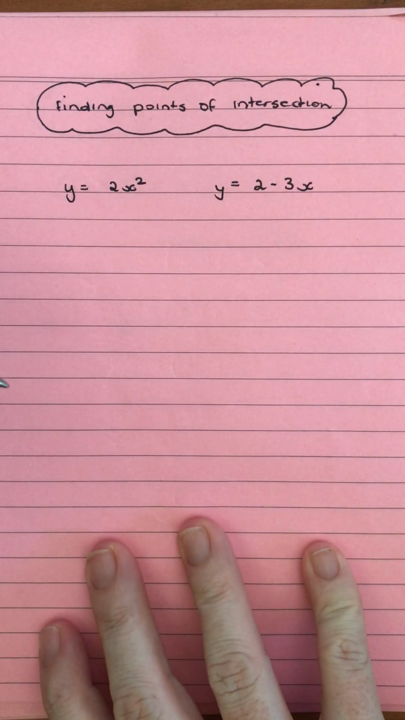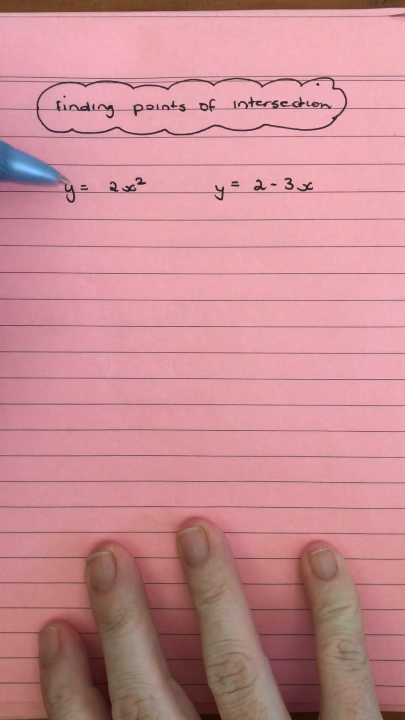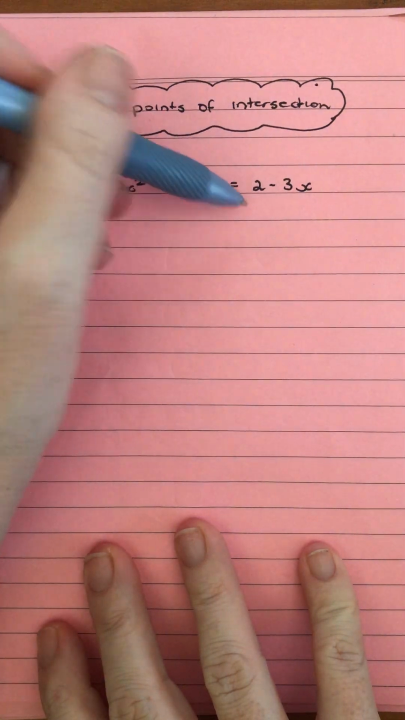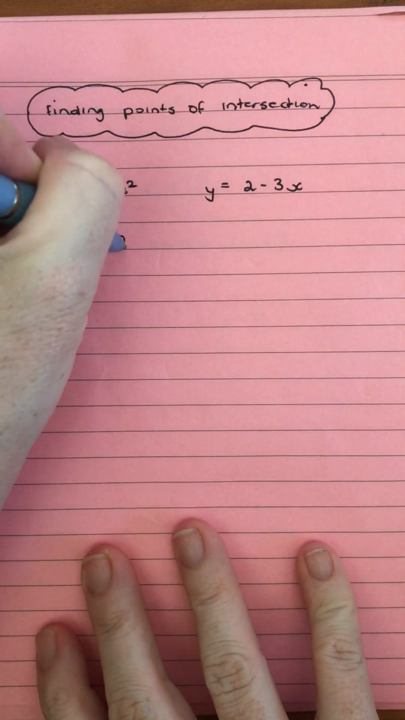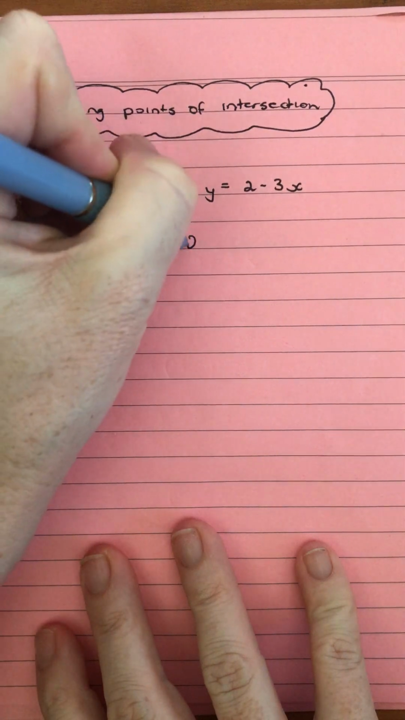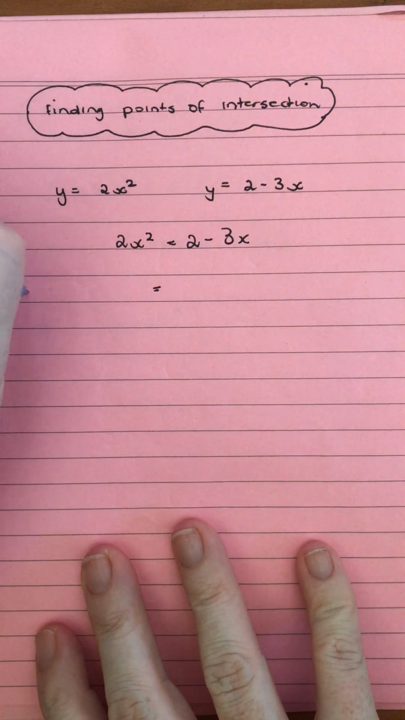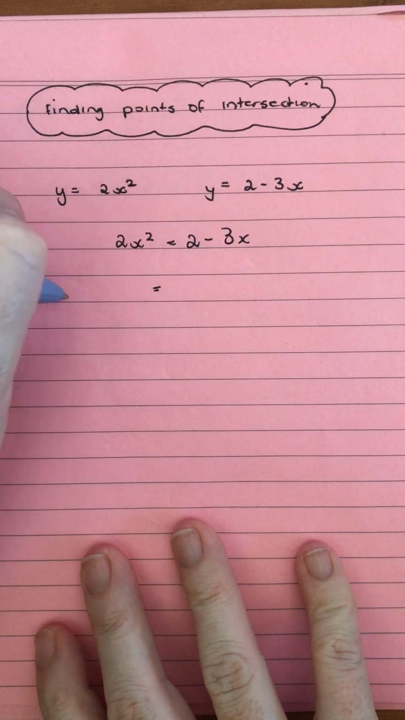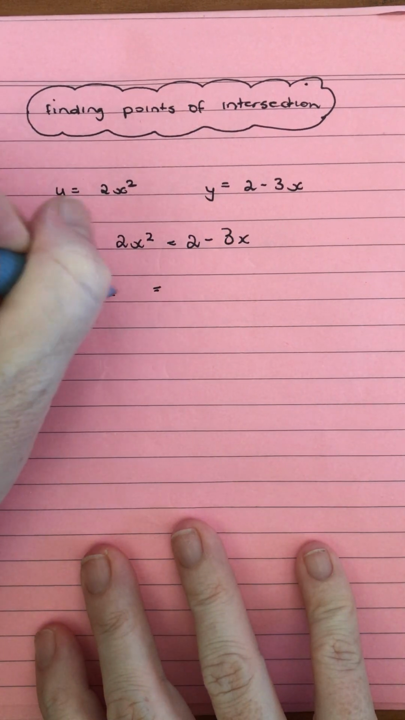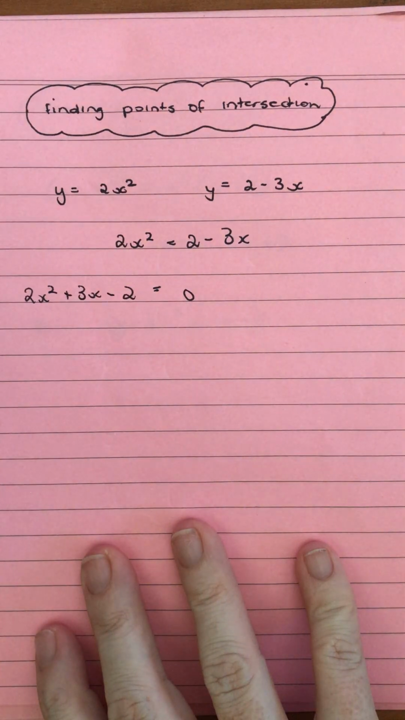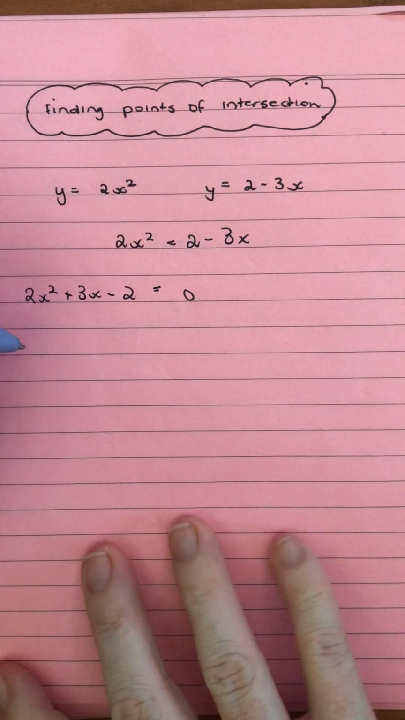So if we're doing it algebraically, we would be saying that these two y's were the same at the point of intersection, so we could put 2x squared is equal to 2 minus 3x. Then to solve that, we would bring it all over to the side with the 2x squared, so we would get 2x squared plus 3x, take away 2 is equal to 0. Then we would be trying to factorise it if possible.